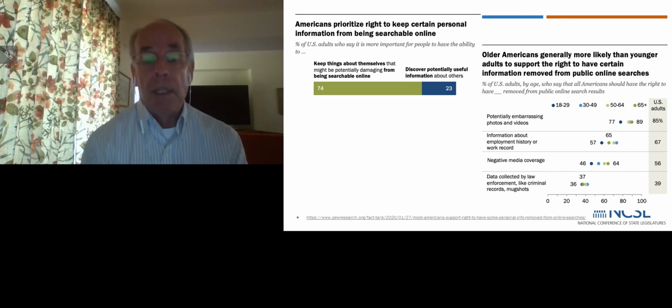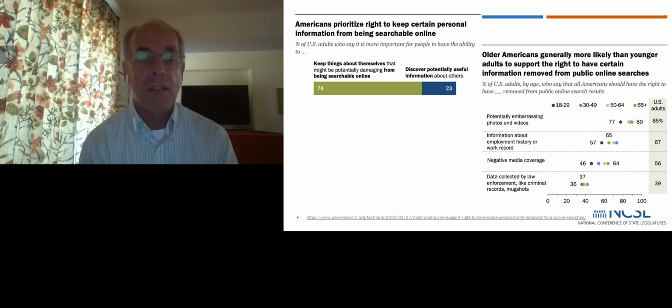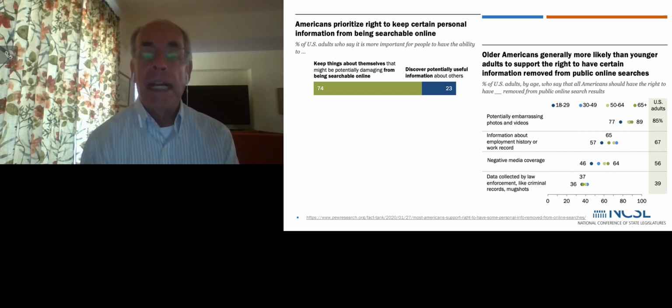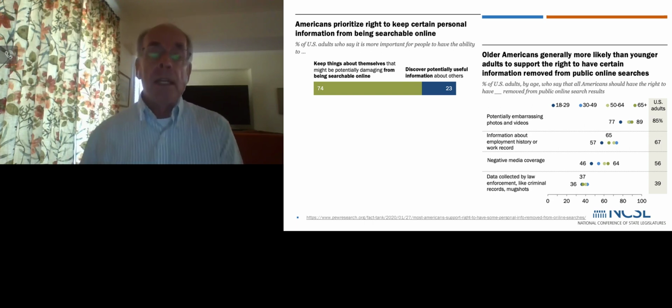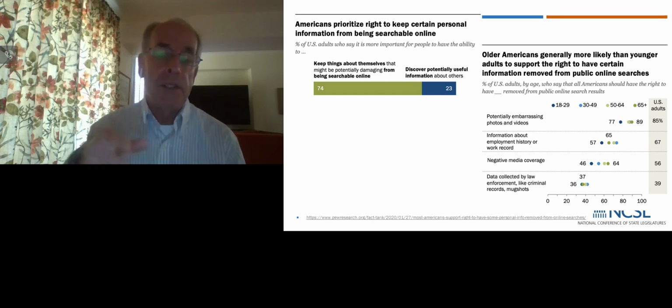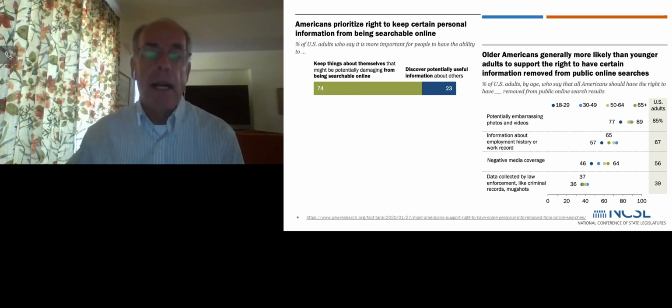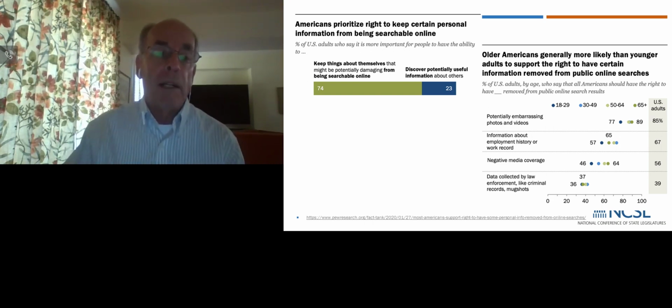And they would like the ability to remove or limit access to potentially embarrassing photos and videos of themselves, information about their employment history, negative media coverage that might have occurred about things that have happened in their lives, and the data that law enforcement have collected in their encounters with the police. These are particularly high concerns, as you'll see in that dot plot chart on the right, for older Americans.